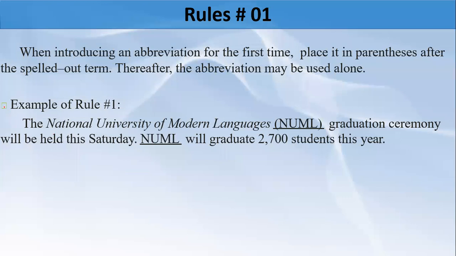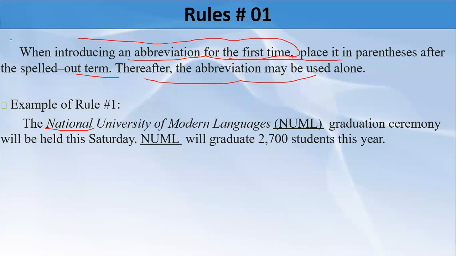Okay, rule number one: when introducing an abbreviation for the first time, place it in parentheses after the spelled out term. Thereafter, the abbreviation may be used. When you are using an abbreviation for the first time in your essay, for the first time does not mean for the first time in your life. It means for the first time in your particular essay.